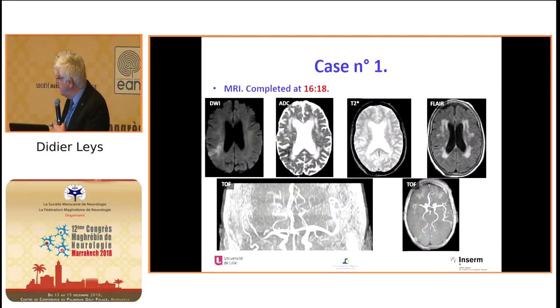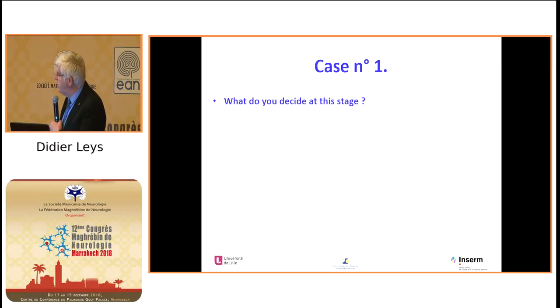TOF sequence with these two different slides. Only one slide each time with a hemorrhage and a very large decrease in white matter changes. So I am a bit skeptical. Maybe what do you decide at this stage?